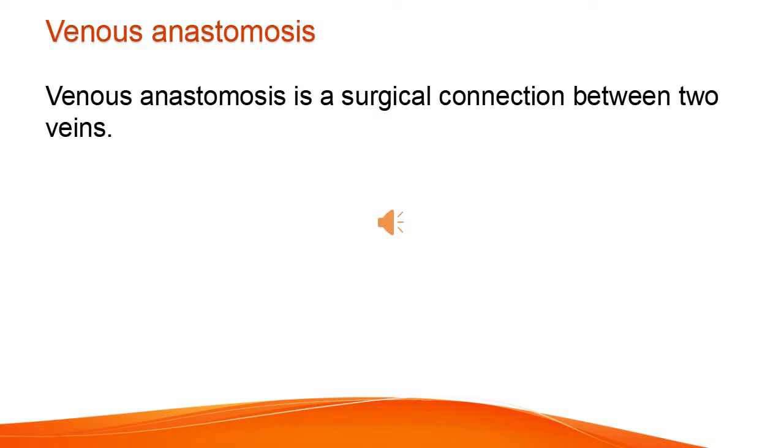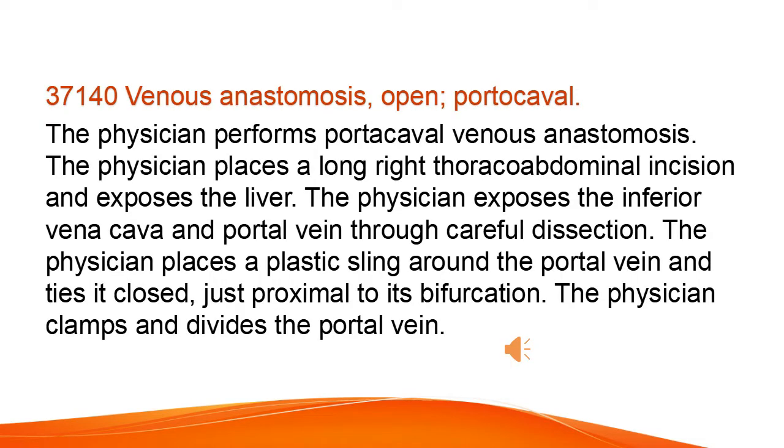Venous anastomosis. Venous anastomosis is a surgical connection between two veins. Venous anastomosis, open, portocaval. The physician performs portocaval venous anastomosis. The physician places a long right thoraco-abdominal incision and exposes the liver. The physician exposes the inferior vena cava and portal vein through careful dissection. The physician places a plastic sling around the portal vein and ties it closed, just proximal to its bifurcation. The physician clamps and divides the portal vein.